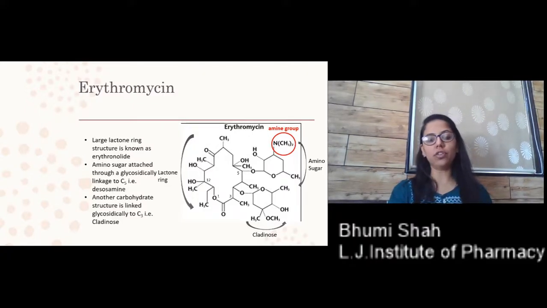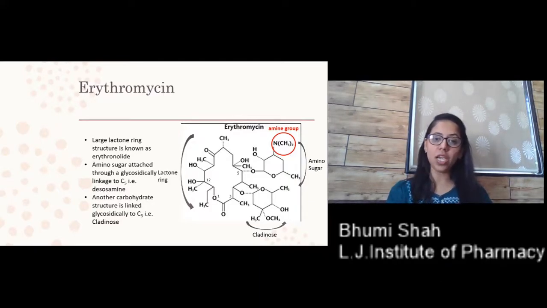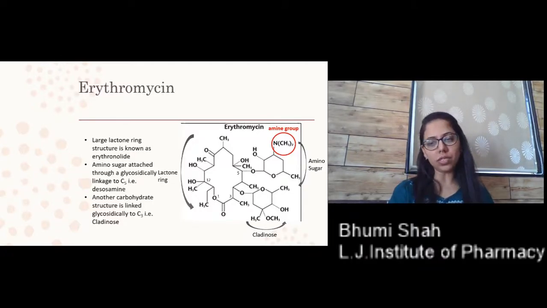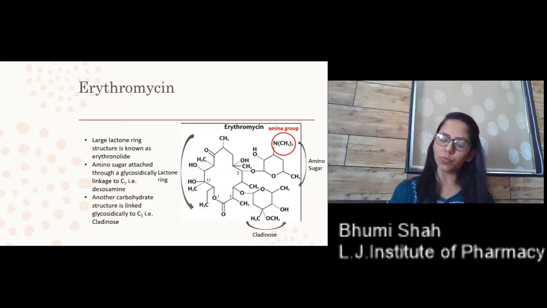In case of erythromycin A, we have a hydroxyl group at the 12 position. In case of erythromycin B, we have H in place of the hydroxyl group at the 12 position, while erythromycin C has H in place of OCH3 at the clarinose moiety.